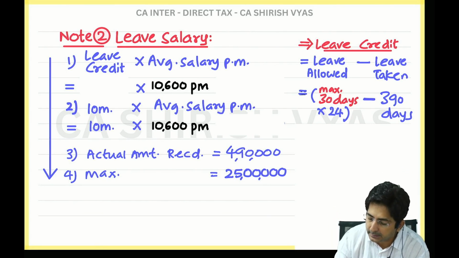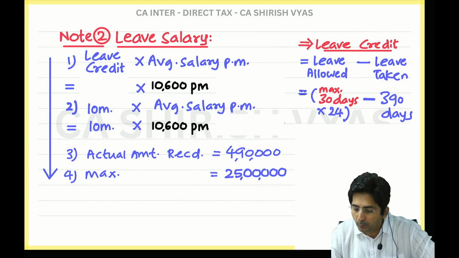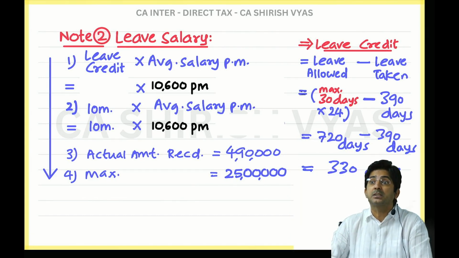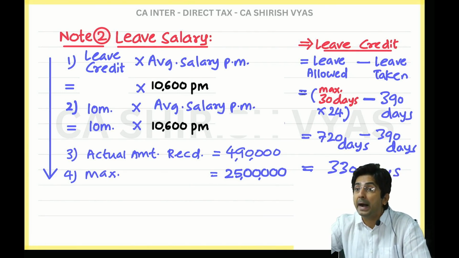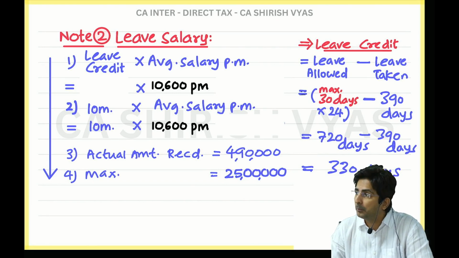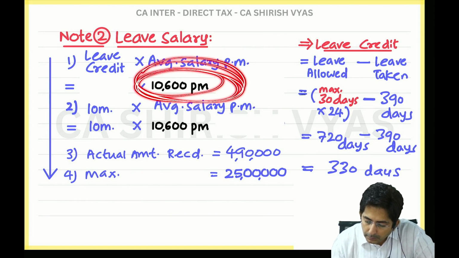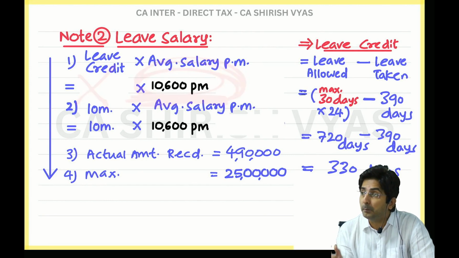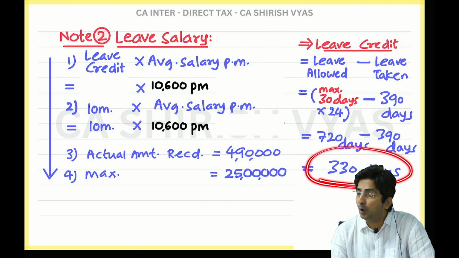And what is 390 days? Leaves taken. It was given in the question. So tell me what is the balance now? 720 minus 390 days, that comes to 330 days. But then, it is in days. You will have to convert it into months. Why convert into months? Here you are multiplying leave credit with the average salary per month, so it should be in months. But is our 330 in months or days? So how to convert into months?